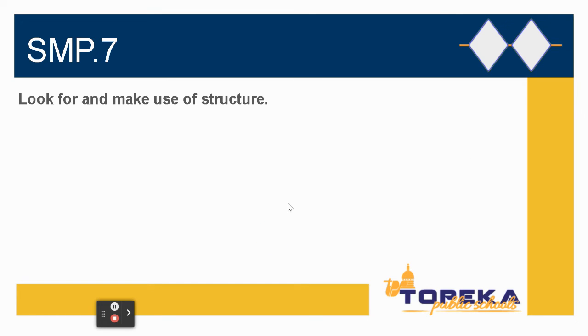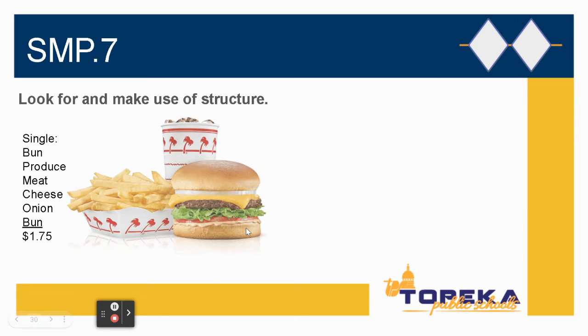So look for and make use of structure. And so we could talk to the kids about a single burger and let them kind of build it. Well, what's on a single burger? All right, so maybe I should have put bottom bun, produce, that's the lettuce, the tomato, the pickle. There's the meat, the cheese. And on a single, there's a slice of onion. And then there's the top bun, and it's $1.75.